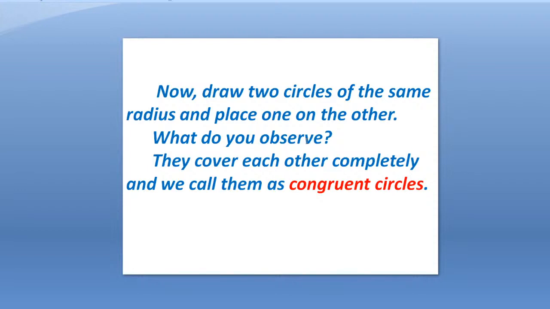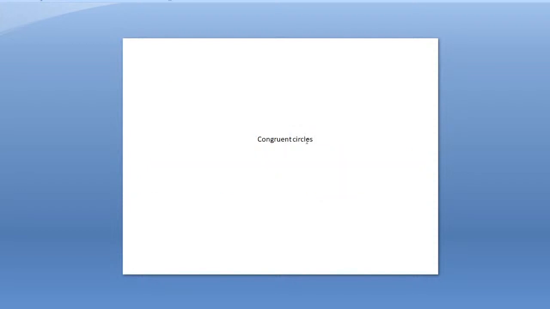Now draw two circles of the same radius and place one on the other. What do you observe? They cover each other completely and we call them congruent circles. See here, draw two circles of the same radius.